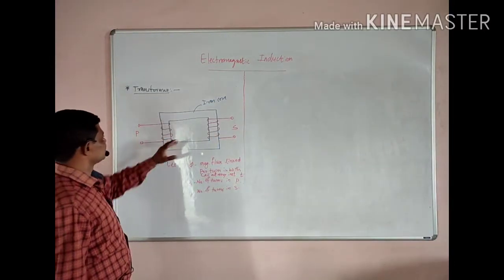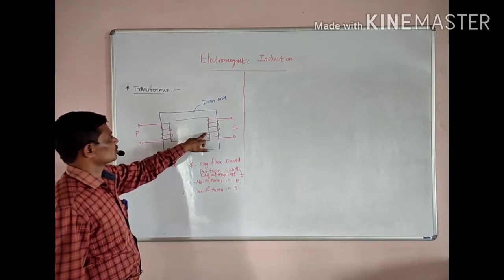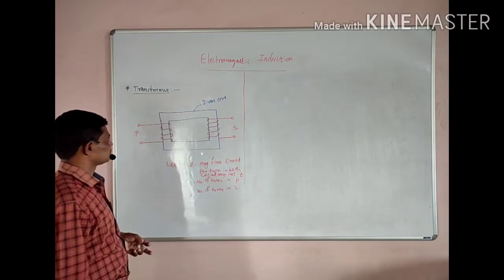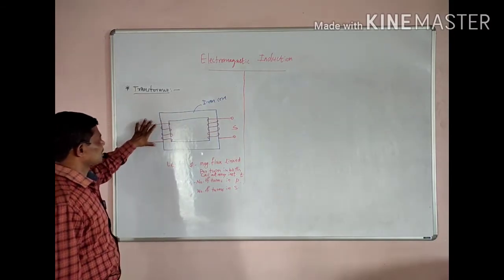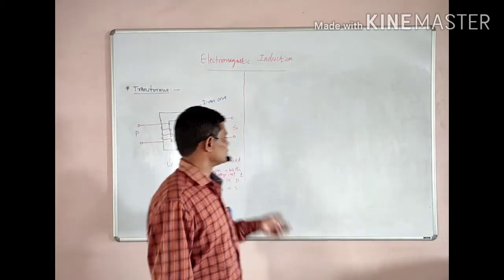It consists of two coils. They are insulated from each other and wound on a soft iron core. The first coil is called the primary and the second coil is called the secondary coil, as shown in the figure.